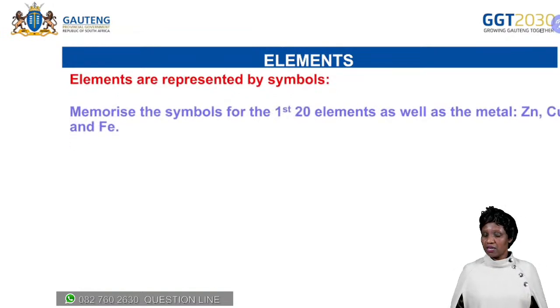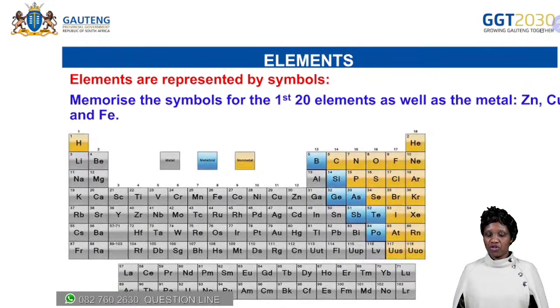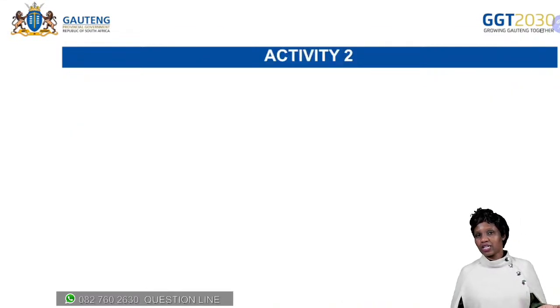Elements are represented by symbols. Then you must memorize the symbols of the first 20 elements. Let's look at the periodic table of elements. The first 20, you need to memorize them. Grade 8, you need to know them. There's no way out. Make sure you get your periodic table of elements, check it, and memorize the first 20, including zinc and iron.